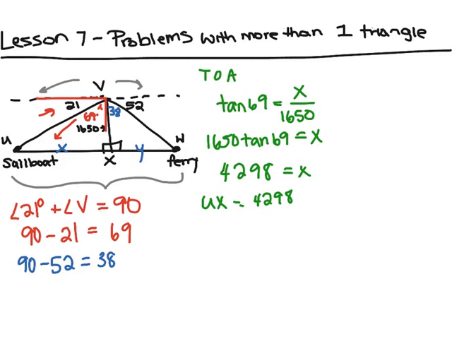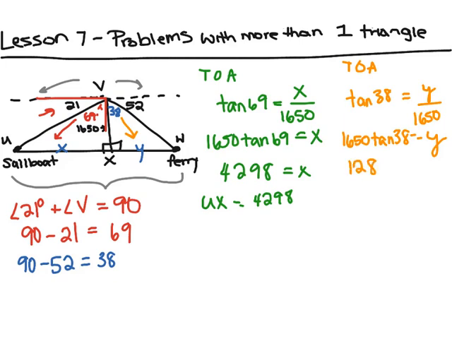Now we're going to do the same thing from 38. So we have an opposite and an adjacent, so we're going to do tangent. So tan of 38 is equal to opposite, which is Y, over adjacent, which is 1650. Multiply both sides by 1650, and we get 1650 tan 38. Type that into your calculator, and you should get 1289. So XW equals 1289.